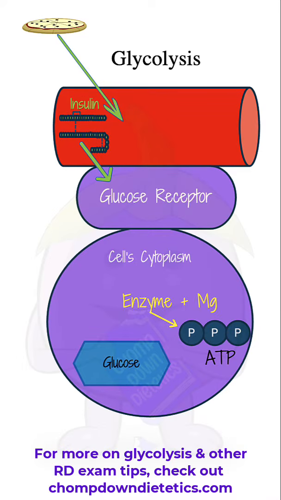So an enzyme helps transfer a phosphate group from ATP to glucose, and magnesium actually helps the enzyme do this as well. So now when this happens, adenosine triphosphate turns into adenosine diphosphate, aka ADP, with the di in diphosphate referring to the fact that this molecule now only has 2 phosphate groups. And our glucose molecule now has a phosphate group on it. So now we call it glucose-6-phosphate.